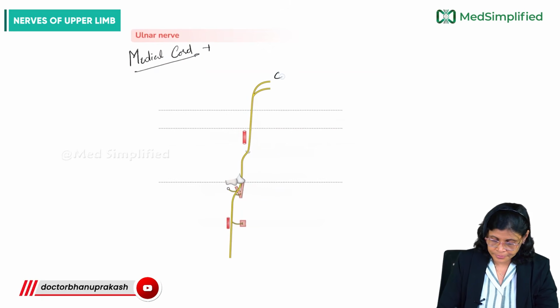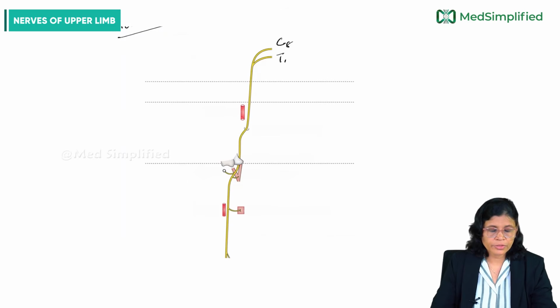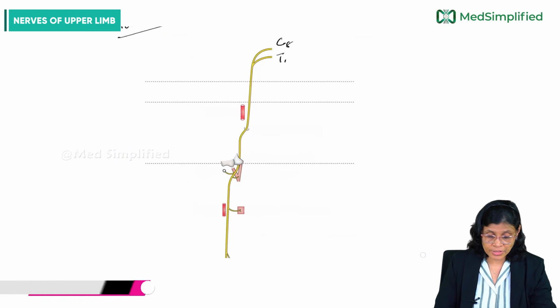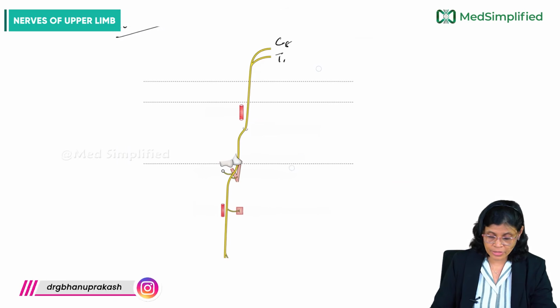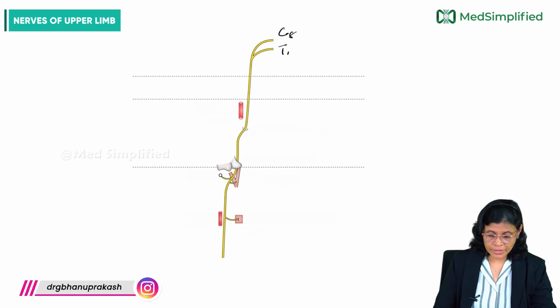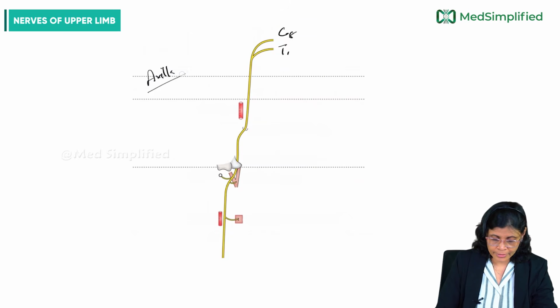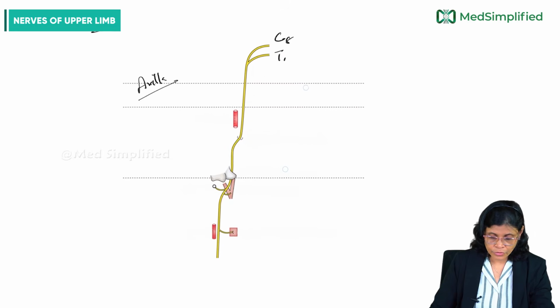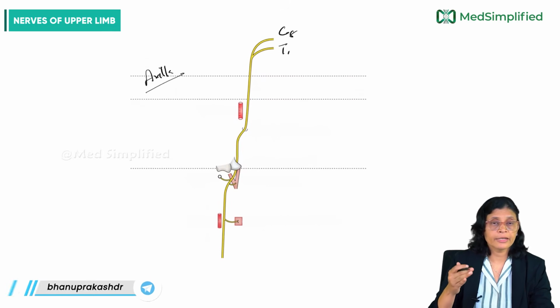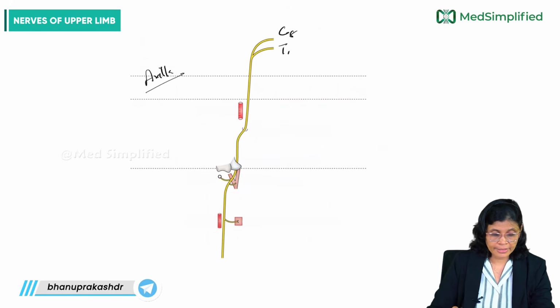C8 and T1. Sometimes it also receives contributions from the ventral ramus of C7, and these fibers usually supply the flexor carpi ulnaris muscle. Now we will look at the course of the ulnar nerve, first in the axilla. In the axilla, the nerve will lie medial. Since it is coming from the medial cord, it lies medial to the third part of the axillary artery.